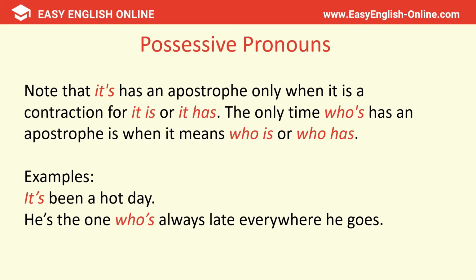Note that its has an apostrophe only when it is a contraction for it is or it has. The only time whose has an apostrophe is when it means who is or who has. For example, it's been a hot day. Well, he's the one who's always late everywhere he goes.